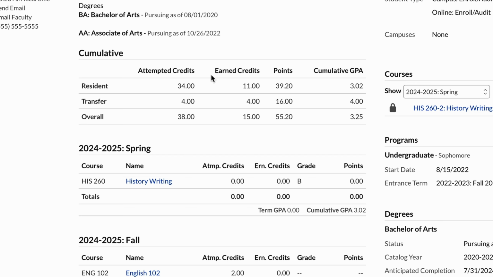Attempted credits will be every credit connected to the program that we're looking at, whether it's earned, in progress, failed, what have you. Earned will be credits your school has granted to you. Points are the quality points you've earned based on your granted credits and your grades. Cumulative GPA. These are the grade point averages for each category. The GPA for overall would be considered your program GPA.